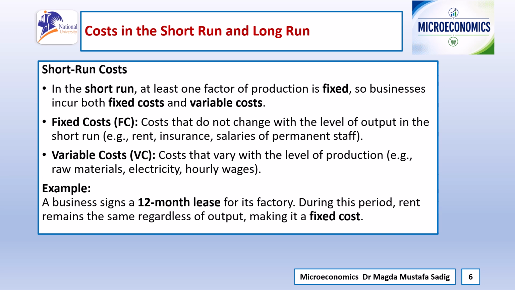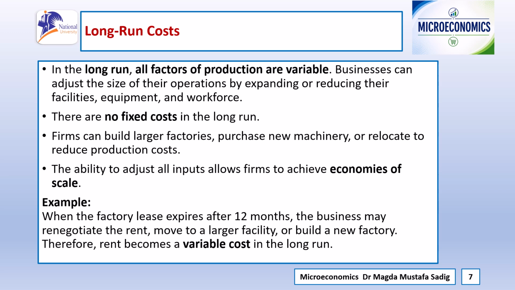We have also variable cost. Variable costs change as production changes. Examples include raw materials, electricity, hourly wages. The more products a company makes, the higher these costs become. Example, suppose a bakery rents a building for 1 year. Whether it produces 100 loaves or 10,000 loaves, the rent remains the same. Therefore, rent is a fixed cost in the short run.